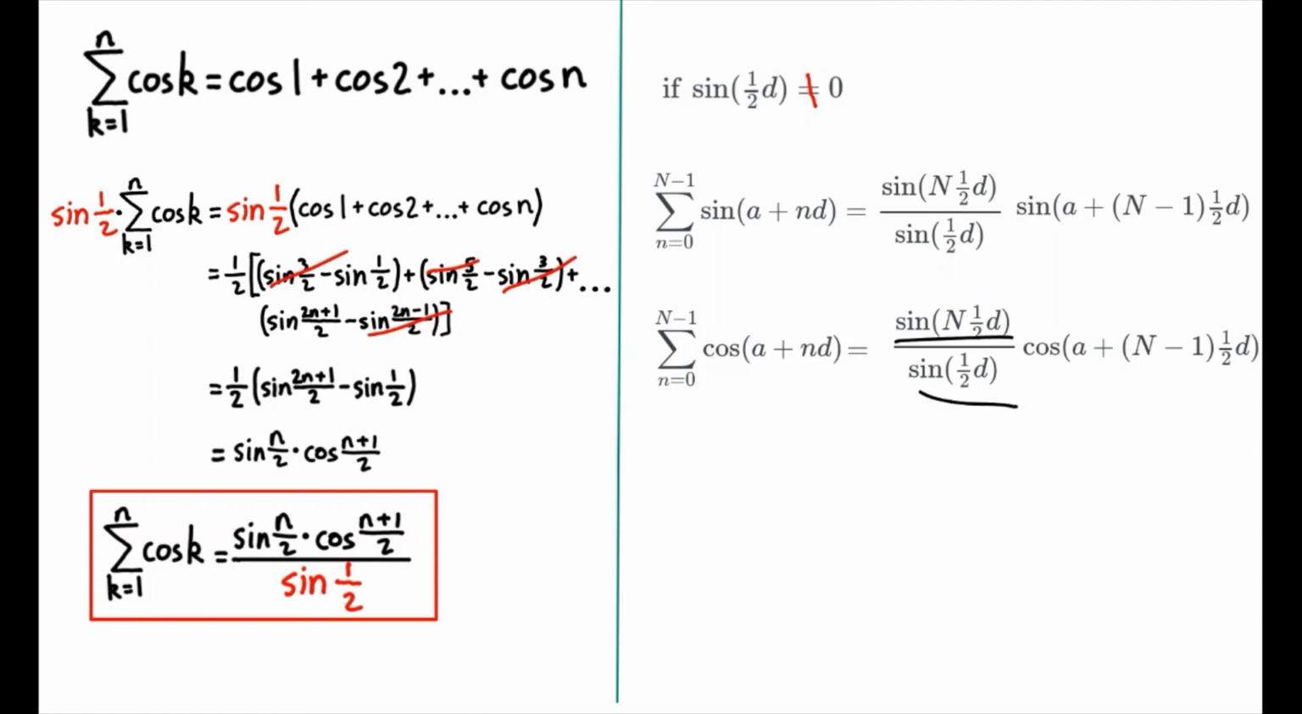Same thing so far, except this is cosine (a plus (n minus 1) times 1/2 d). Just something really you should note about these two problems.